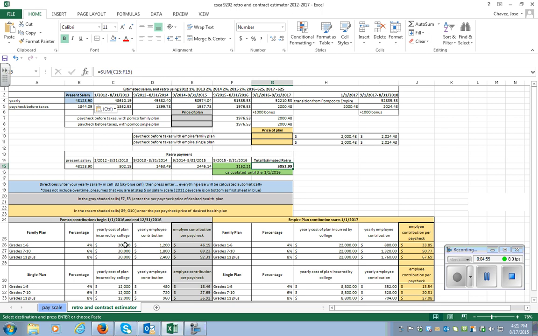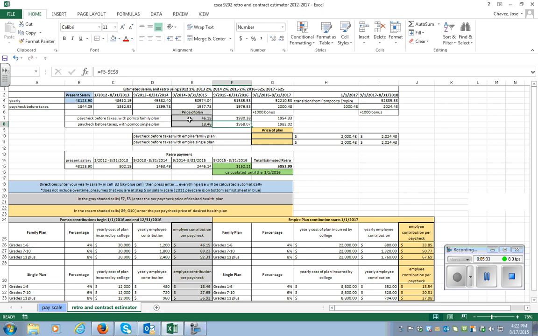The college pays about $30,000 for the family plan, about $12,000 for a single plan, and the employee yearly contributions range between $1,200 and $2,400 for the year. Now, if you divide that out over 26 paychecks, for a grade 6, step 5, their payment for a family plan will be $46.15. If that person decided to go with a single plan, their payment would be $18.46 per paycheck.